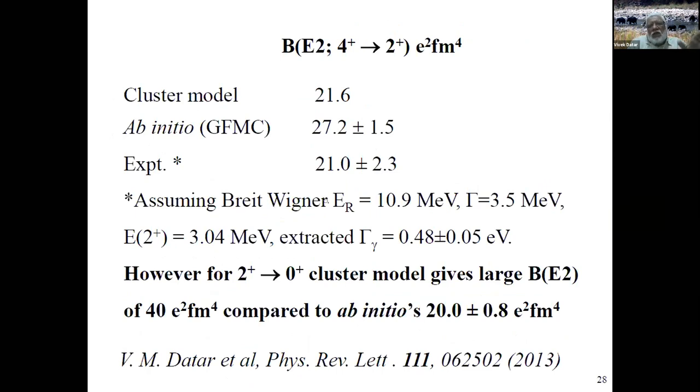The Breit-Wigner is, of course, reasonably symmetric. So you have this resonance energy, this width, and this energy of the 2 plus resonance. So we extract the 0.48 with about 10% error bar in eV. So this is what is published in the PRL paper.